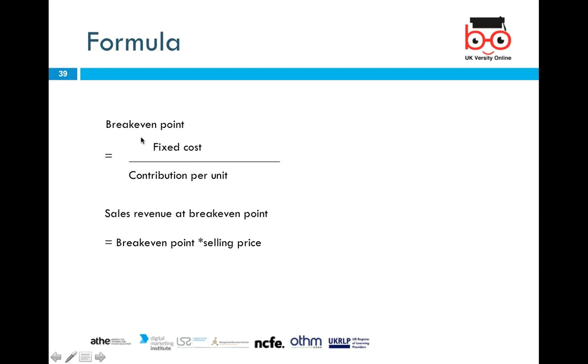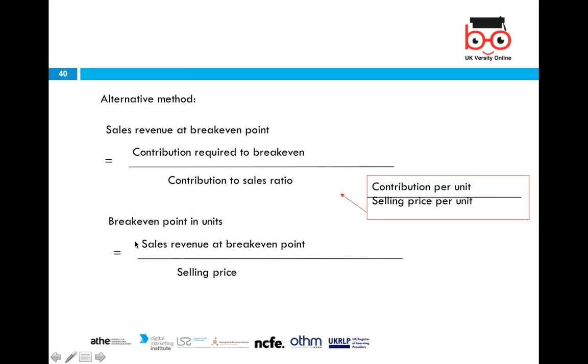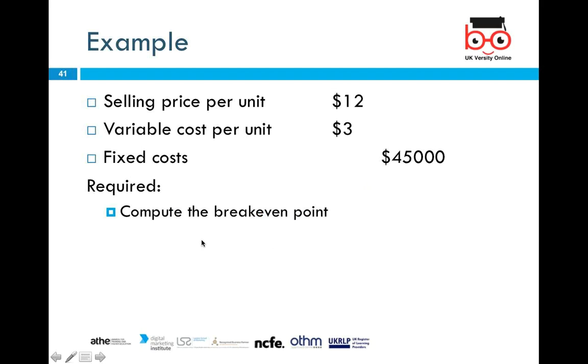Fixed cost over contribution per unit, that's the break-even point in units. And then break-even point sales revenue: if I multiply the break-even point times selling price, then we can get the break-even point of sales. Okay, so these are the elaboration of the formula: contribution per unit, selling price per unit, the contribution to sales ratio, and the break-even point in units. This is the basic formula.